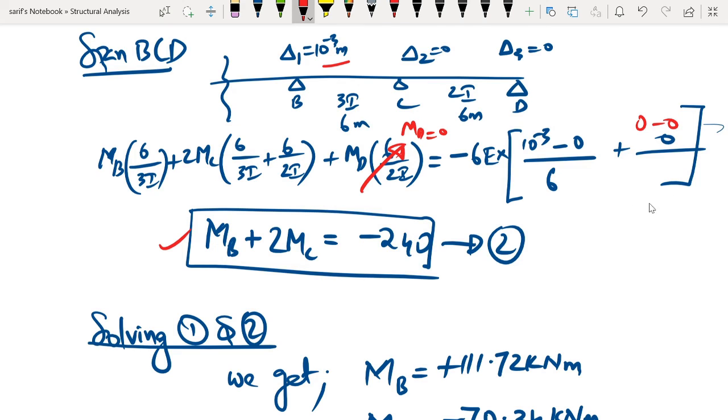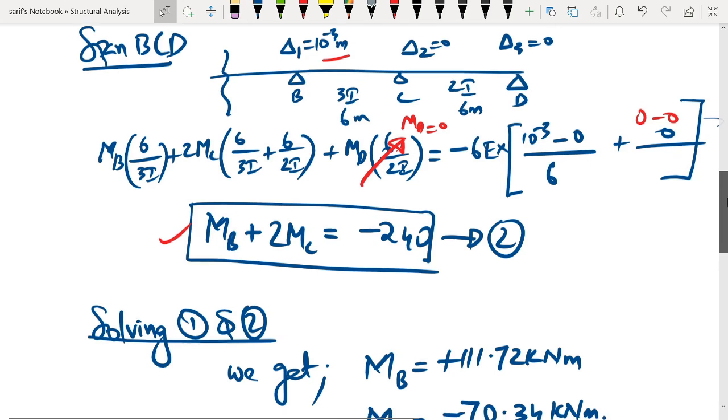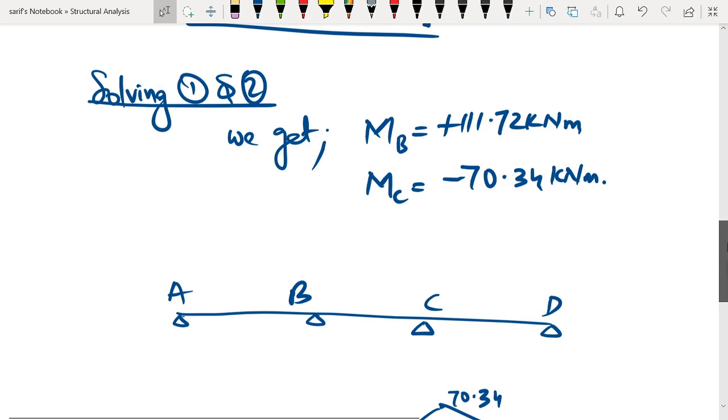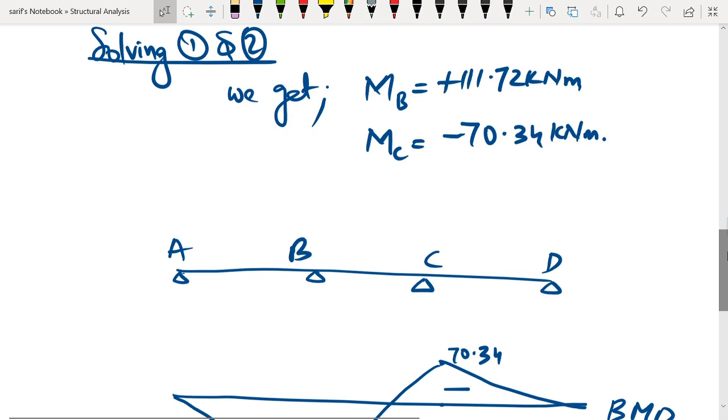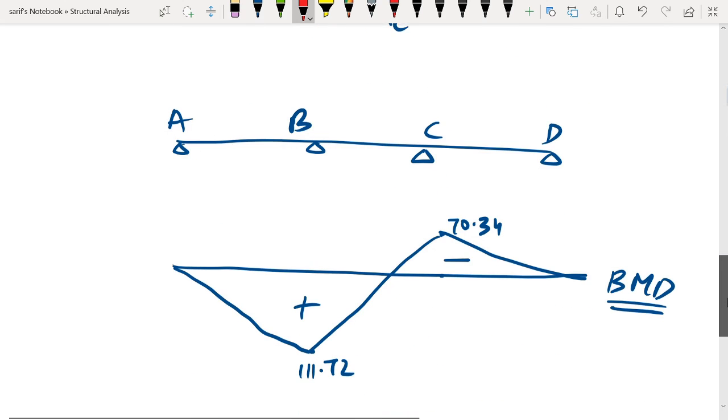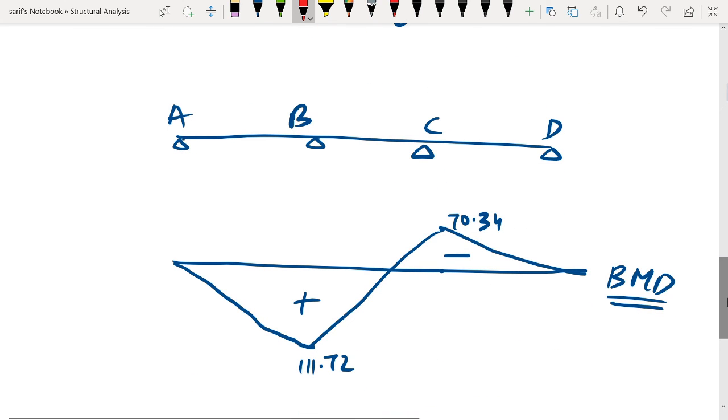So solving the two equations, we will get MB equals plus 111.72 kilonewton meter and MC as minus 70 kilonewton meter. So we can draw the bending moment diagram in this format. It will only consist of support moments.